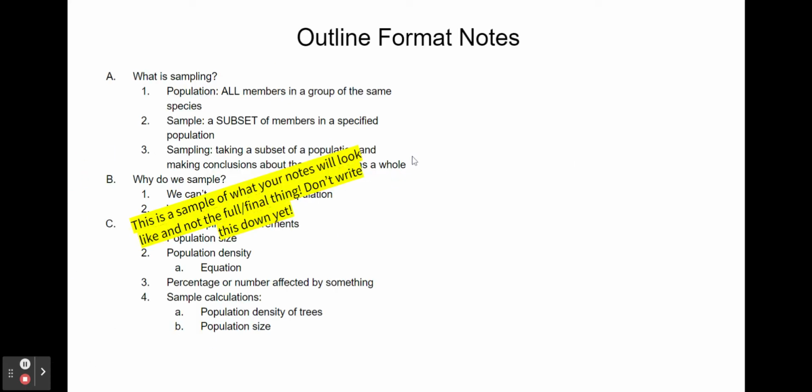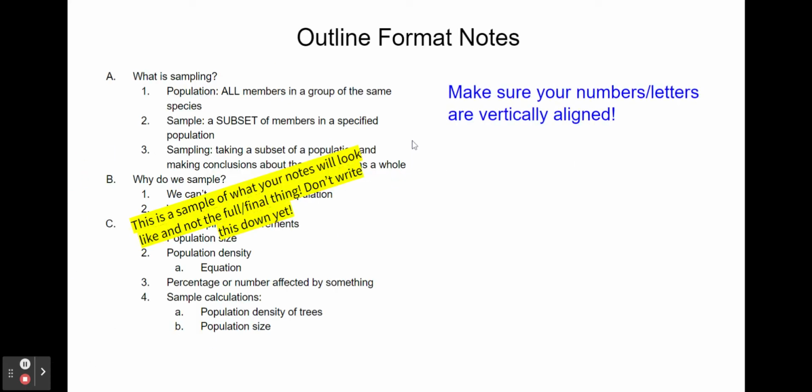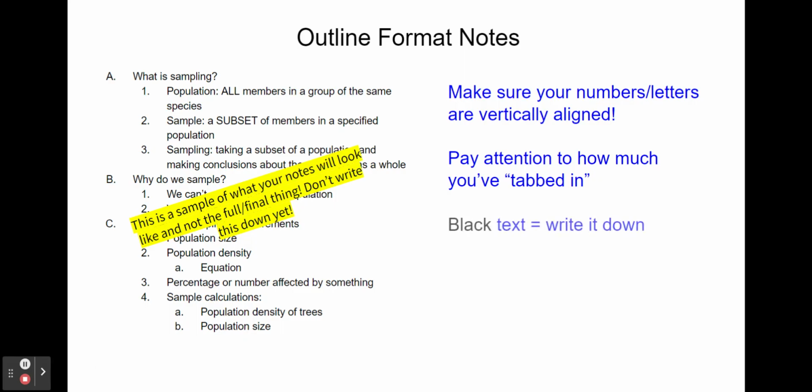This set of notes is set up in outline format, which you're familiar with. Make sure your numbers and letters are vertically aligned. Pay attention to how much you've tabbed in, keep it consistent for each level. If it's in black, it's text that you are required to write down. And if it's in blue, it's optional to write down. Maybe it's a fun fact, maybe it's an example. You choose whether you write it down.